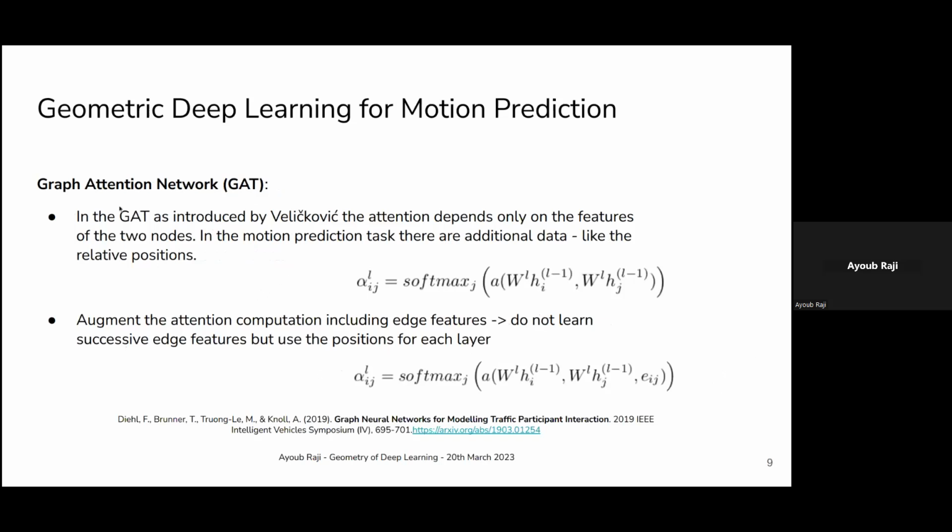Another thing that they do, using graph attention networks in this case, is that they said that in graph attention networks, as introduced by Velickovic, the attention depends only on the features of the two adjacent nodes. But in the motion prediction task, there is additional data like the relative position between the objects, which is useful to include. So basically they augmented the attention computation, including the edge features. In the activation function, they do not learn successive edge features, but use the position for each layer. So they add this information too. These are some additional things that they do in order to make it accurate and work in this particular domain. So, starting from the original definition.